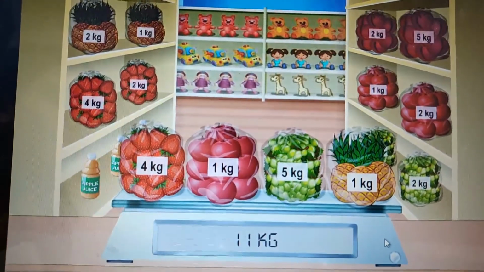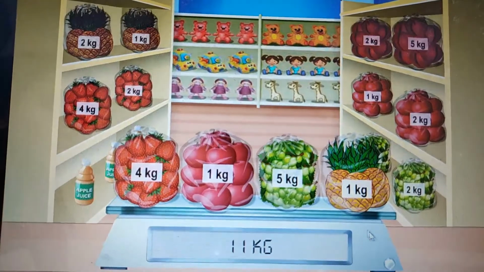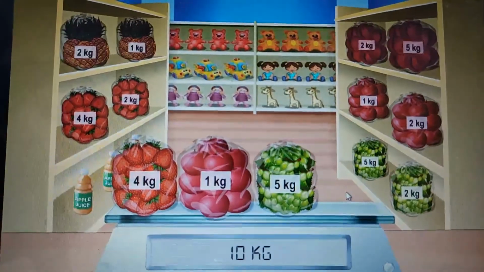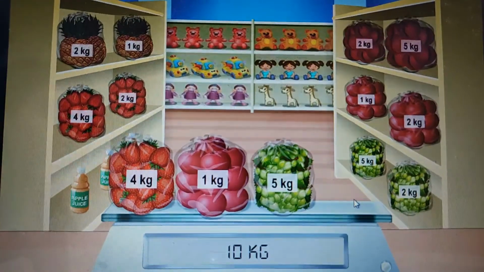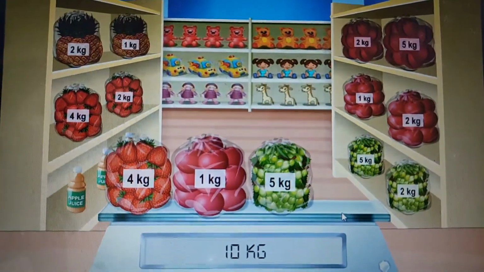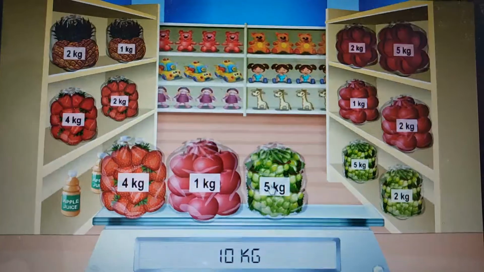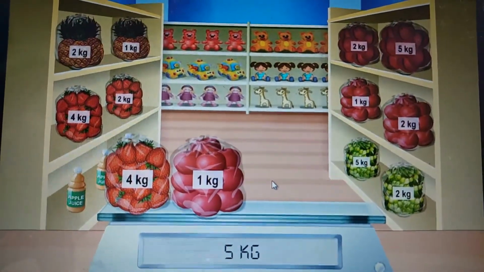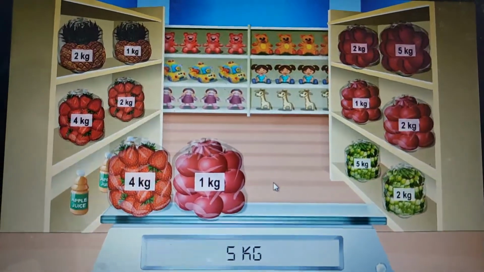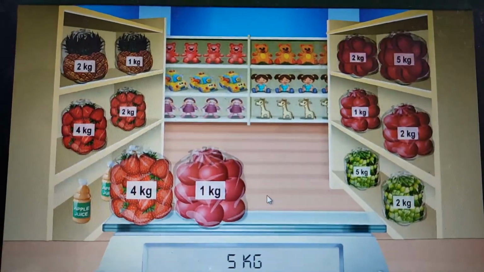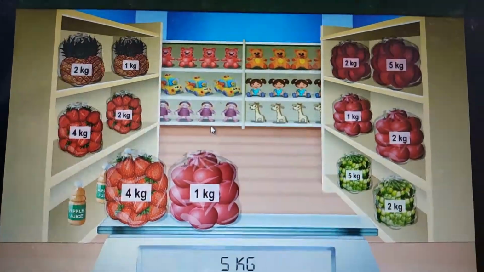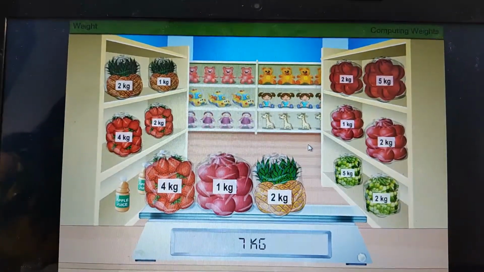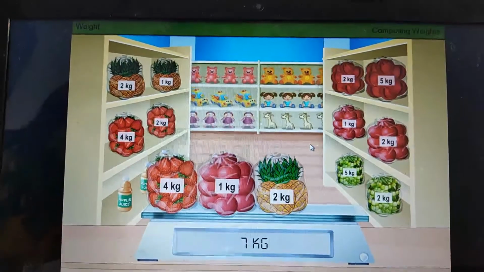Let's observe. Now, I am removing one bag from here. Observe the weight. Now, the weight is 10 kg. Again I am going to remove one more bag. Now see children, the weight is 5 kg. Now I am going to add one more bag here. Now see the weight, it is 7 kg.